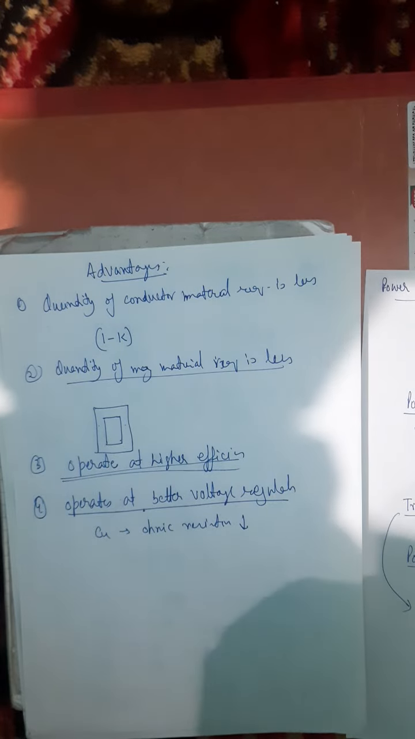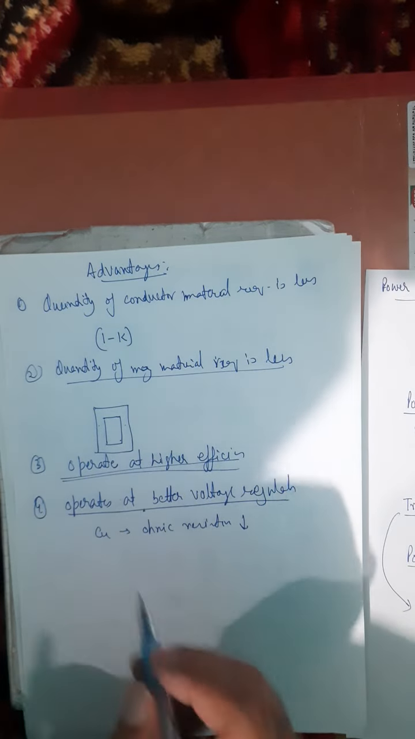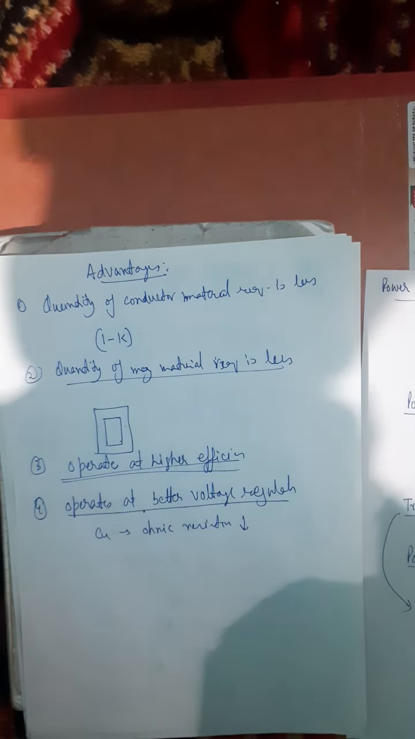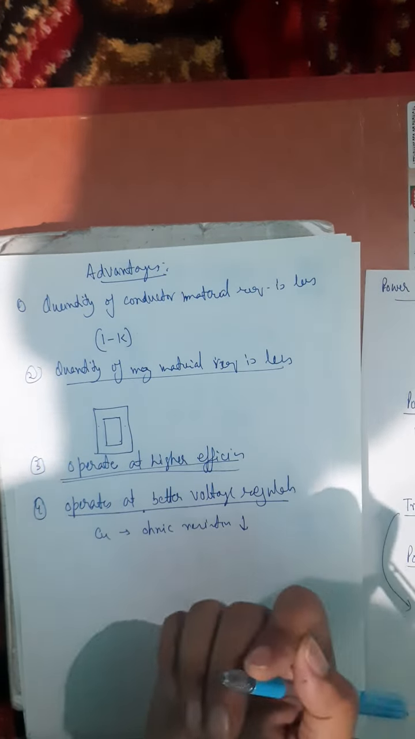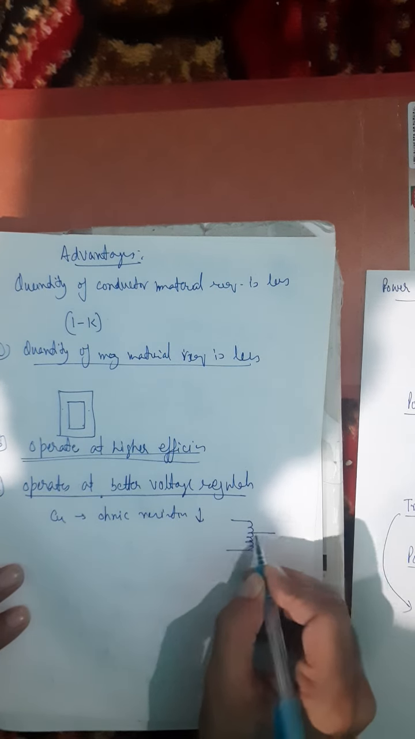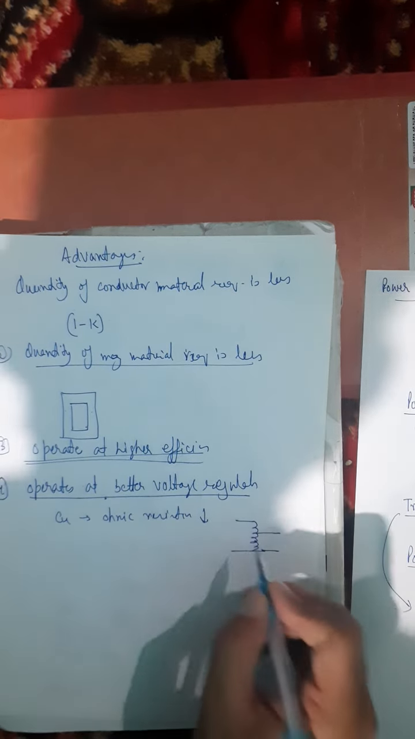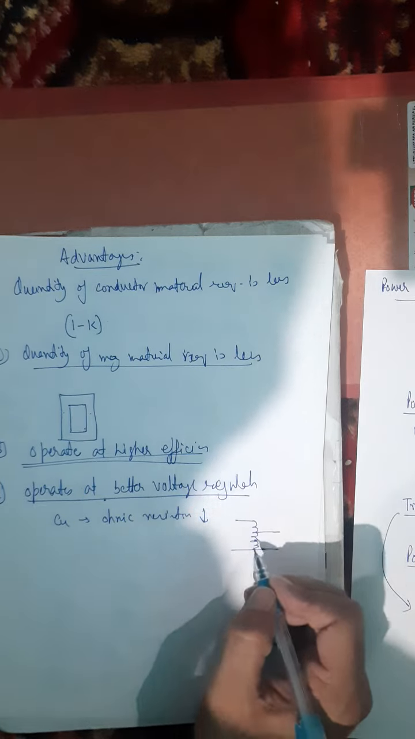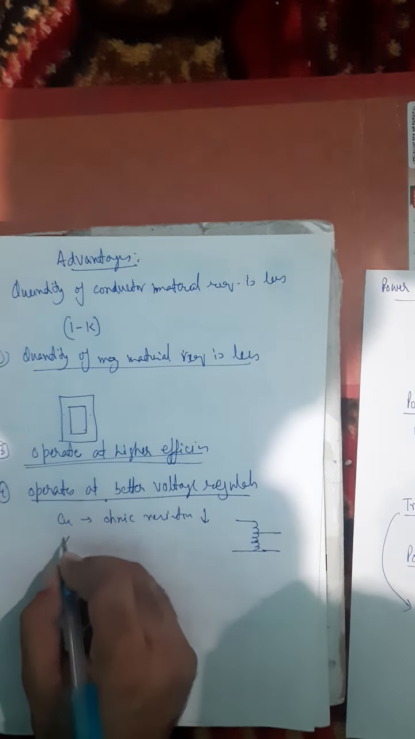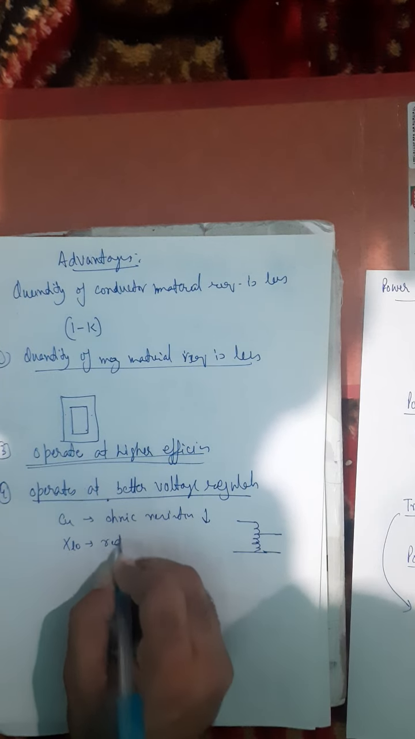A part of the winding is common, so leakage flux will reduce. In an auto transformer we have some part of the winding common to both the primary and the secondary, so there is no leakage flux there, and leakage flux will reduce. If the leakage flux reduces, the leakage reactance XL will reduce.